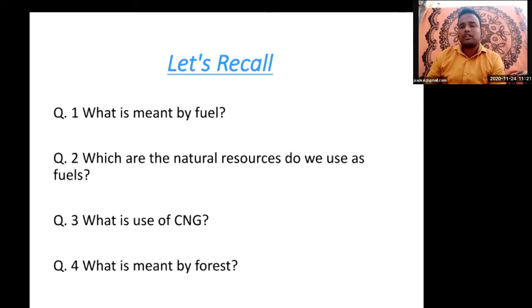The last one is, what is meant by forest? Earlier we learned that trees are natural resources. Whenever a large area of land is covered by trees, that is a forest. Understood? So these things we are going to learn in this lesson. Okay, next slide, sir.